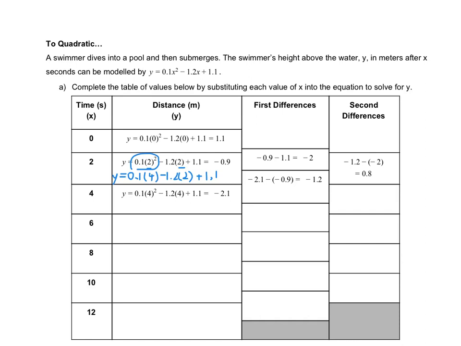So I want you to pause the video here and again, ignore the first and second differences and just try the substitution part. Take your x values that I've laid out for you, so 6, 8, 10, and 12, and sub them into your equation and then simplify it using BEDMAS and your calculator.